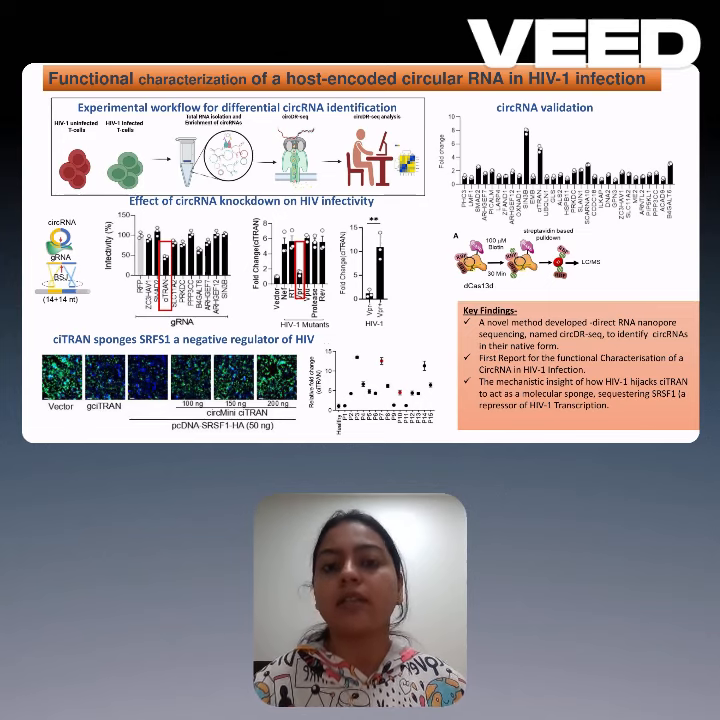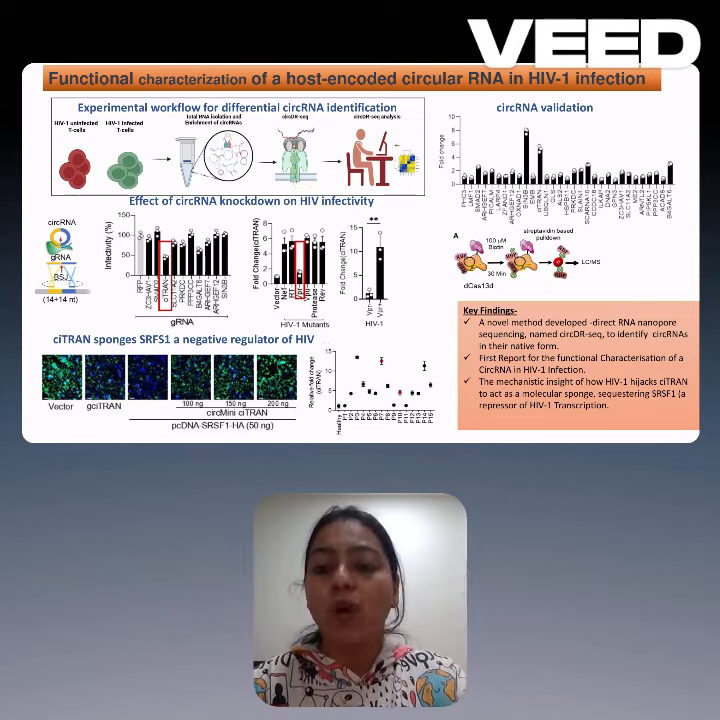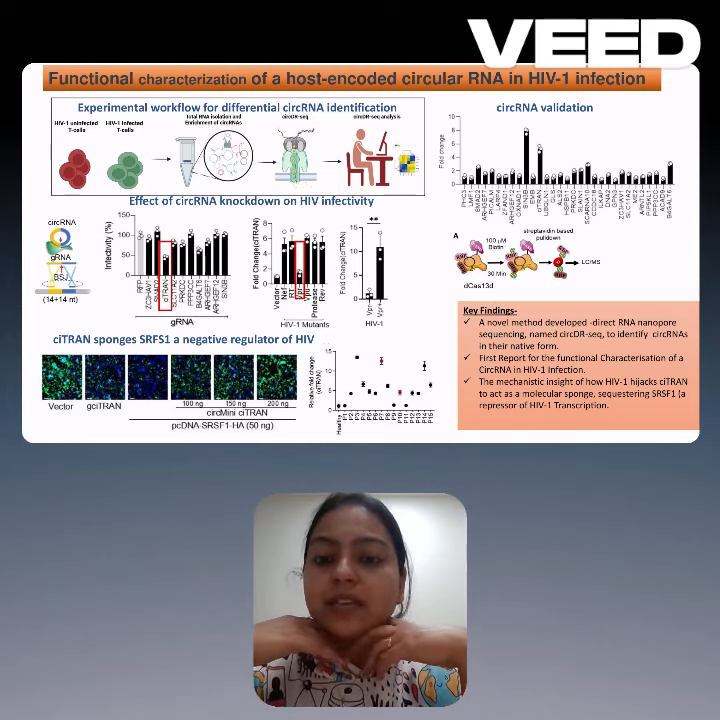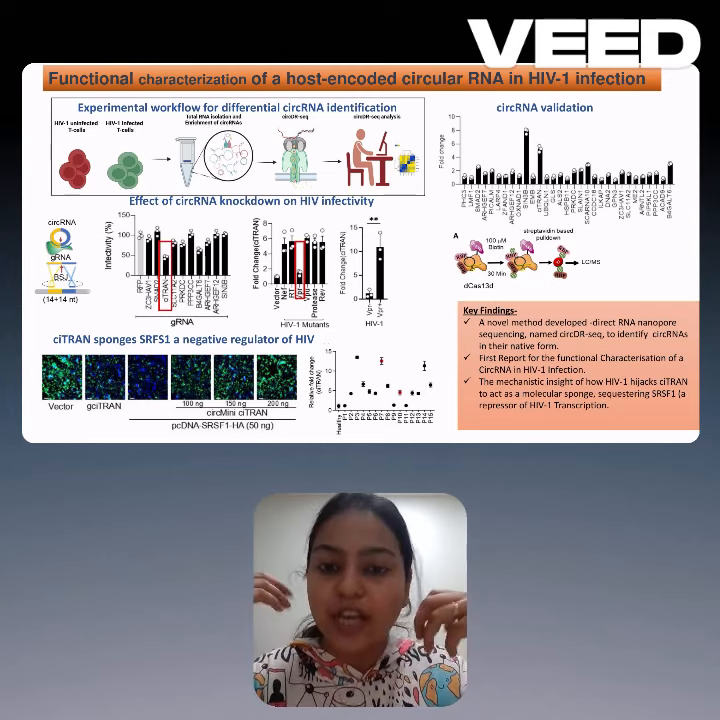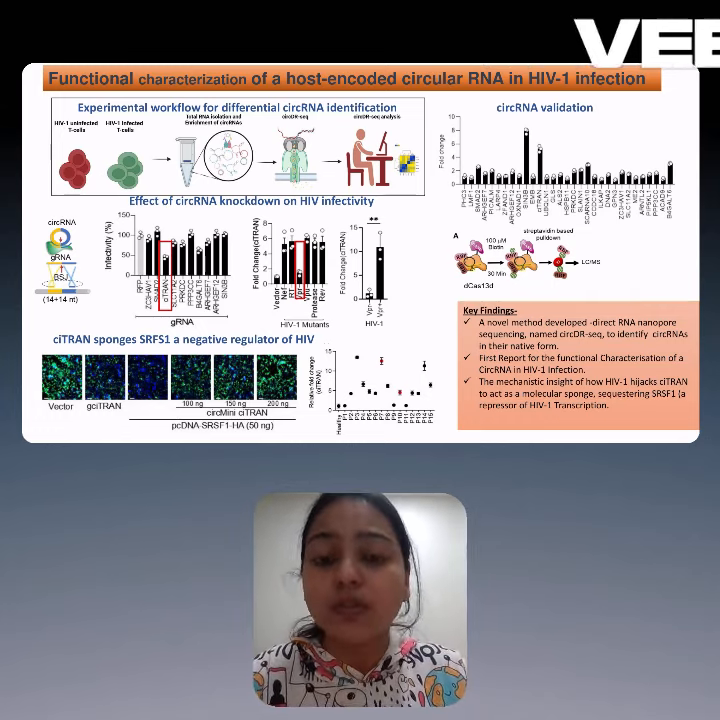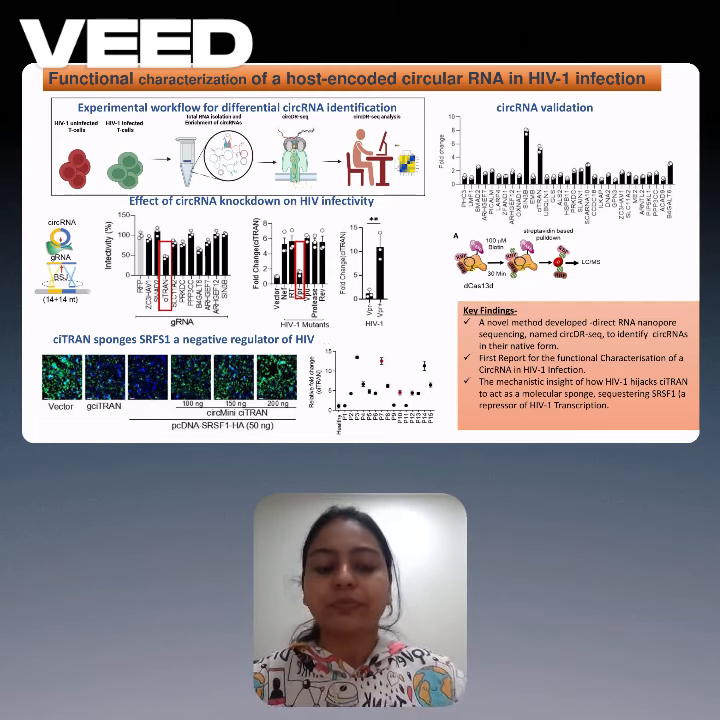We utilized mass spectrometry to analyze which proteins are sponged or decoyed by the circular RNA. We found SRSF1, a negative regulator of HIV, which was responsible for reducing this infection, which was further confirmed in many patient samples.